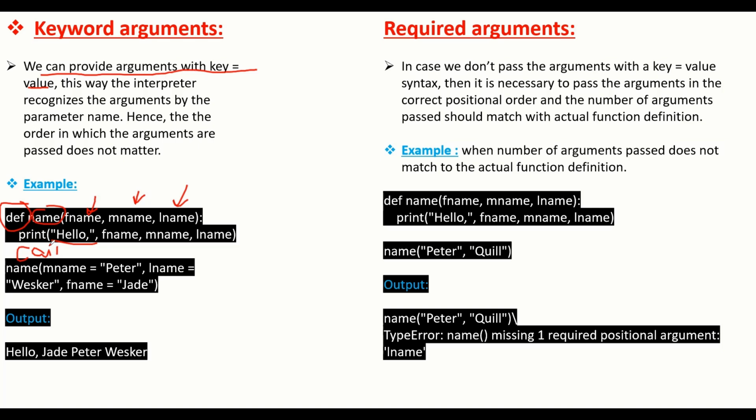Okay, now call a function. So how to call a function? Your function name and parenthesis and pass your mid name which is Peter and the last name which is Wesker and the first name which is Jed. Now here is your output. The output in sequence wise. First name will execute first and then mid name will execute on the second number and the last name will execute on the last.